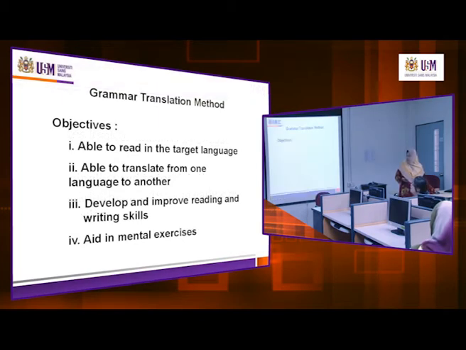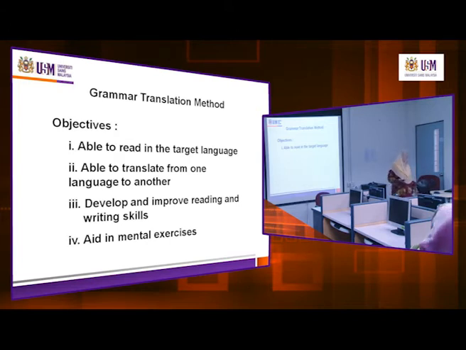Okay, grammar translation method. The objective of this method is reading. That is the objective. Able to read in the target language. Remember when you learn about the direct method? What was it for? Direct method, what was it for? Communicate, for speaking, isn't it? For speaking skills. What about silent way? Speaking. Reading. Okay, so this is also another method which focuses on reading. The GTM is on reading, not on grammar per se.